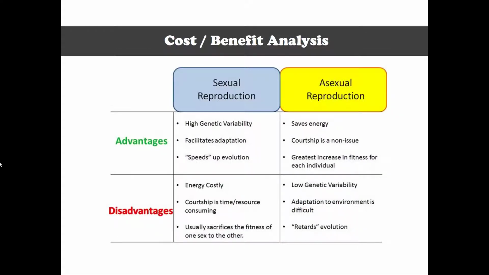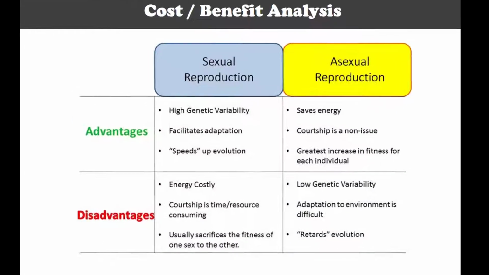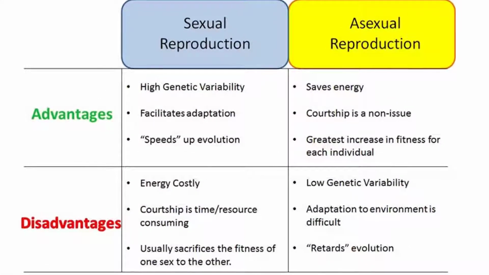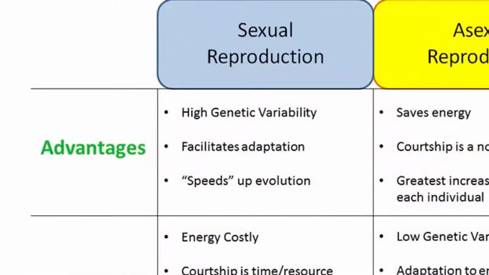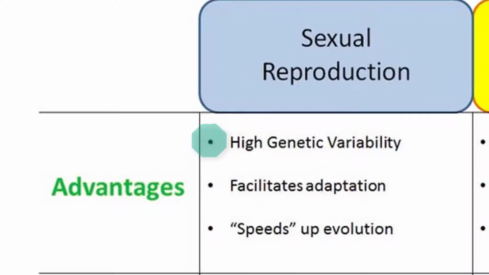Let's look at a cost-benefit analysis of sexual versus asexual reproduction. The advantages of sexual reproduction include: there is a high genetic variability. Sexual reproduction facilitates adaptation and speeds up evolution.